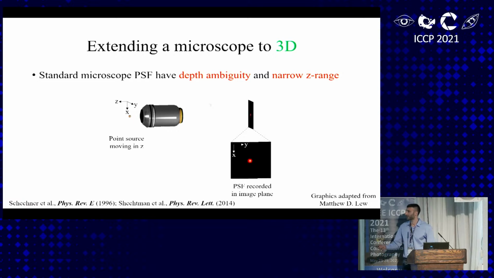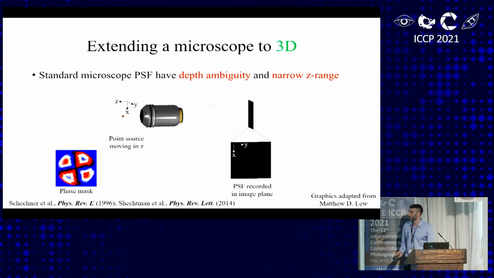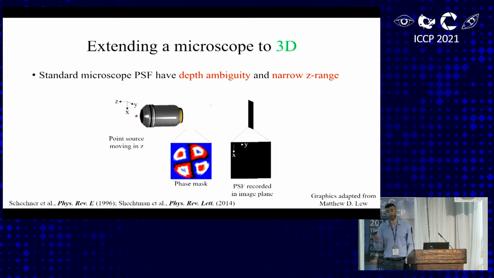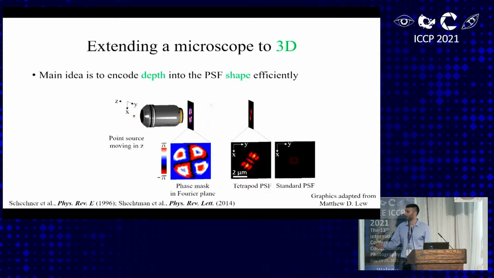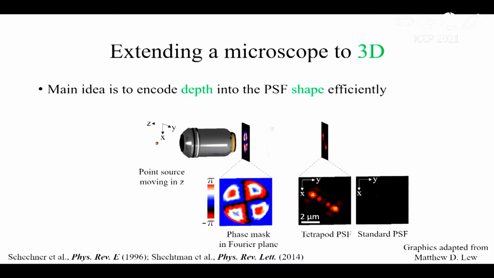Also, we have a very narrow Z range, after which the signal becomes very diffuse. And therefore, in typical SNRs, this will be drowned in noise. So the trick to remedy this is to manipulate the Fourier plane, which is here, by inserting an optical element called the phase mask, such that the shape generated on the camera for a single point source is not symmetric above and below focus, and therefore we don't have depth ambiguity. Also, the signal is preserved very nicely across the entire Z range. Specifically, this example PSF is called the tetrapod PSF, and was shown to be optimal for estimating the position of a single emitter over large Z ranges.